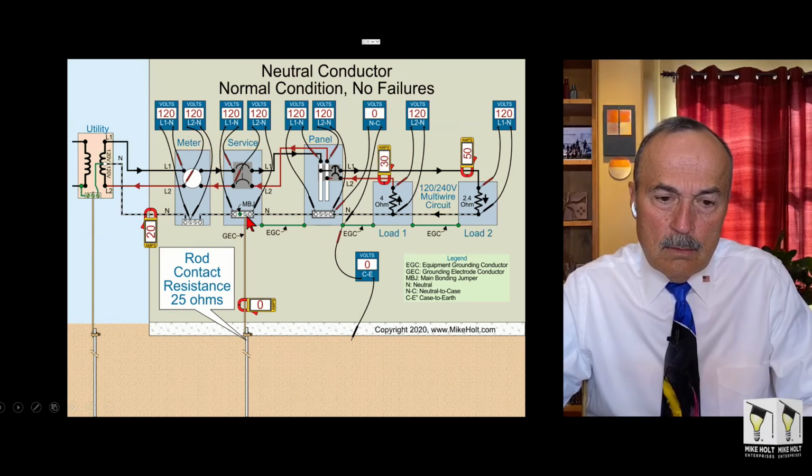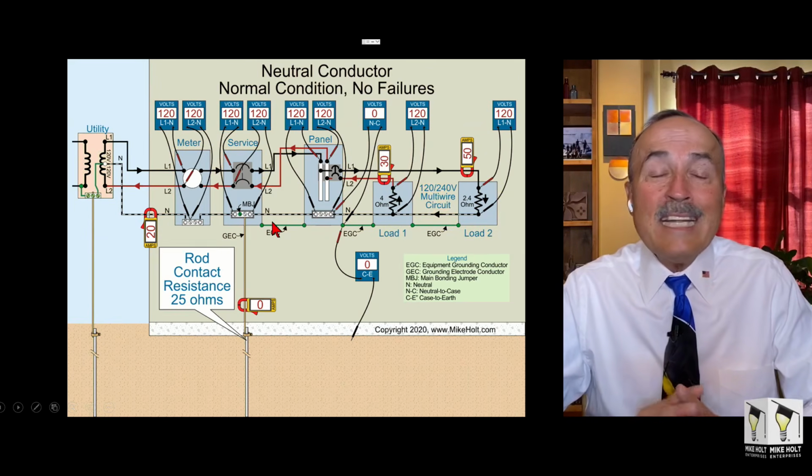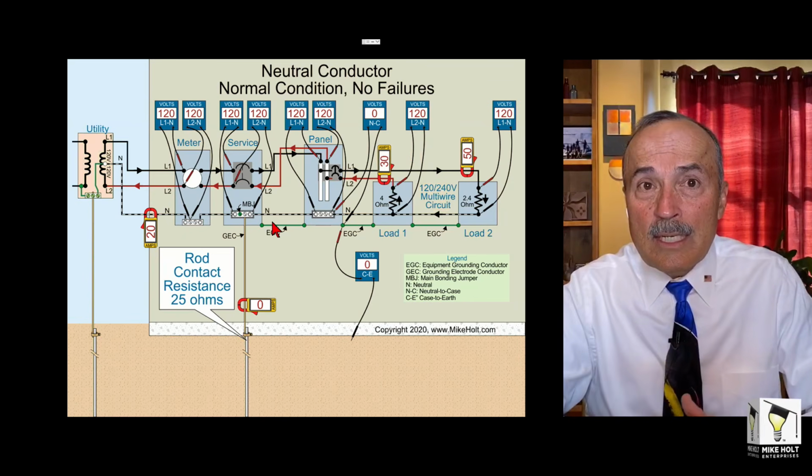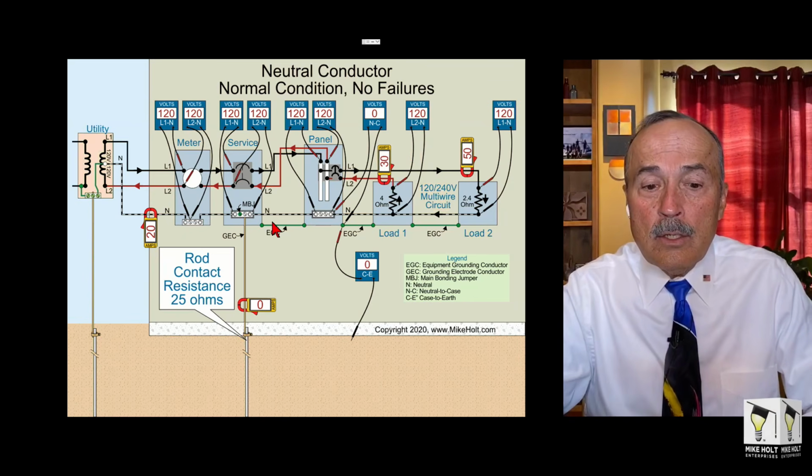Well then this neutral is in parallel with this equipment grounding conductor. You can never, 250.6, you can never have neutral current carrying on your equipment grounding conductor.